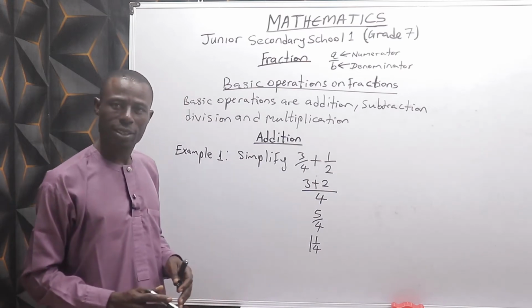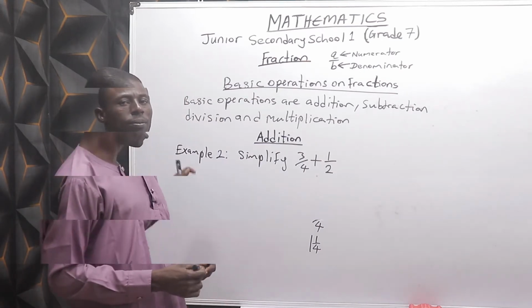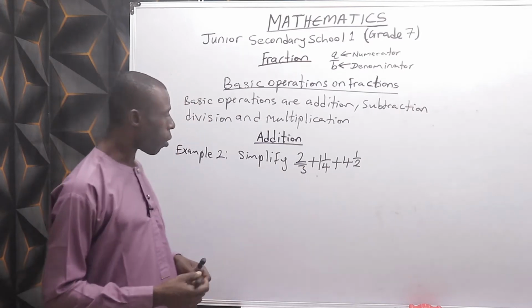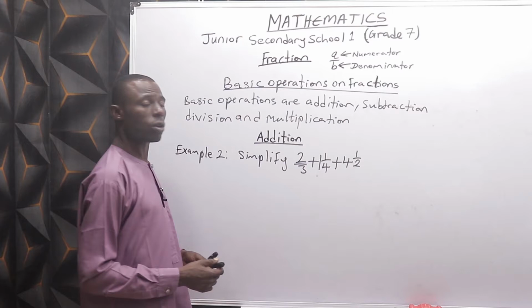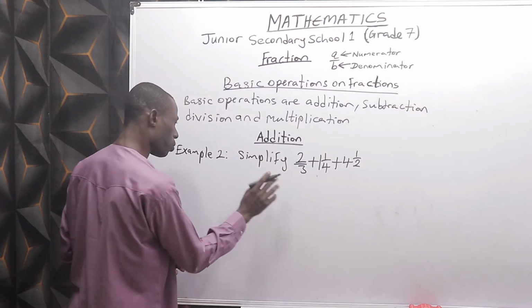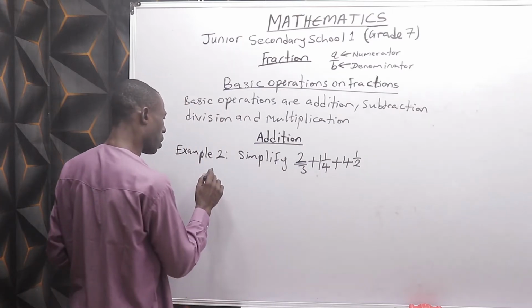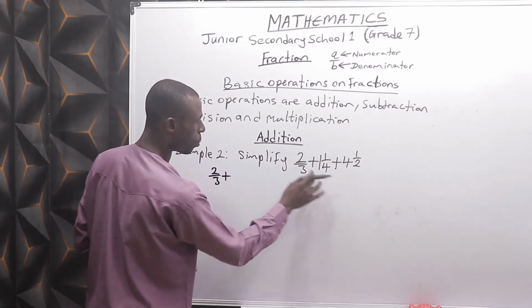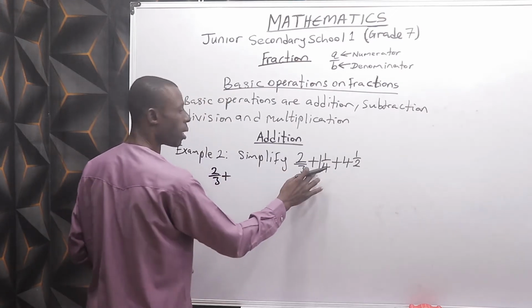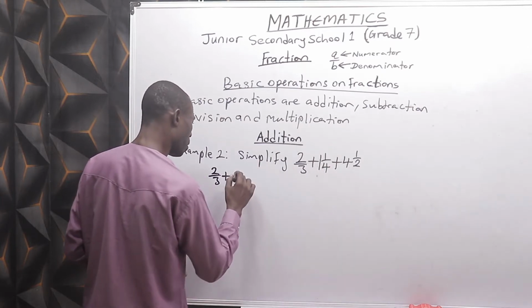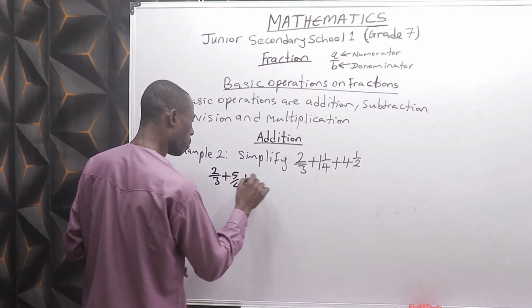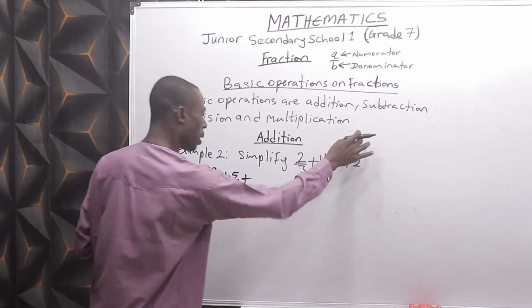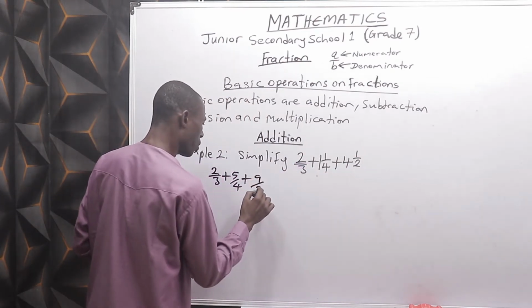Do you understand? Good. Example 2. Simplify 2 over 3 plus 1 whole number 1 over 4 plus 4 whole number 1 over 2. There are 2 approaches to this. Let's take them one after the other. 2 over 3 plus, convert this to improper: 4 times 1 is 4, plus 1, that's 5 over 4, plus 2 times 4 is 8, plus 1, that's 9 over 2.